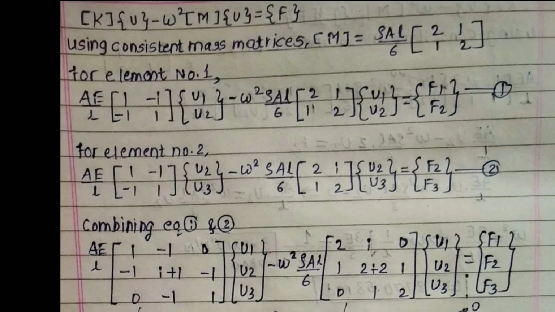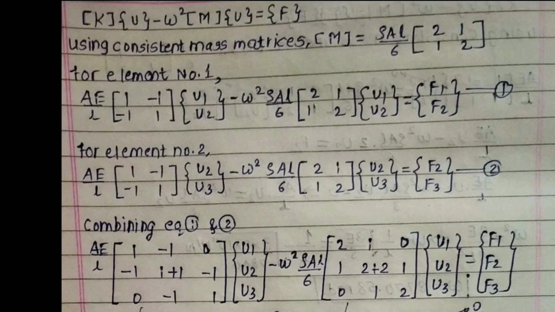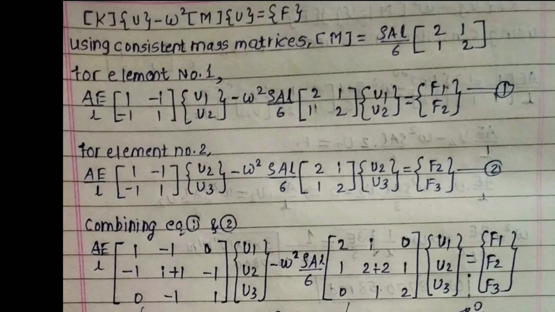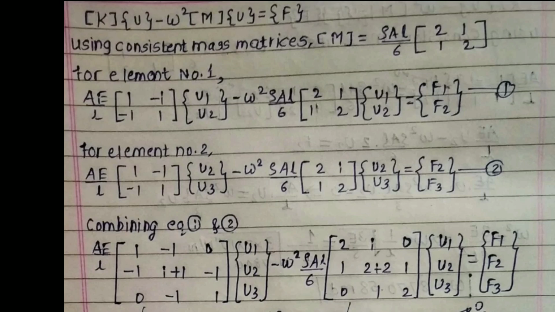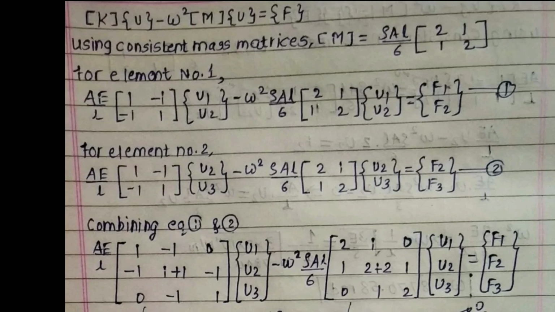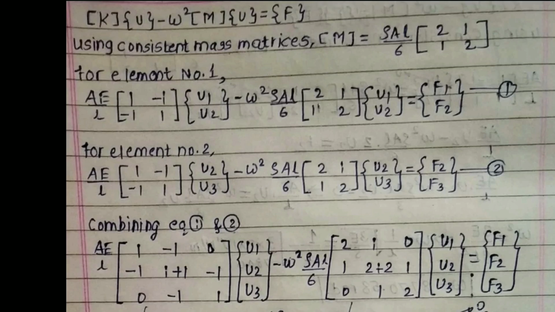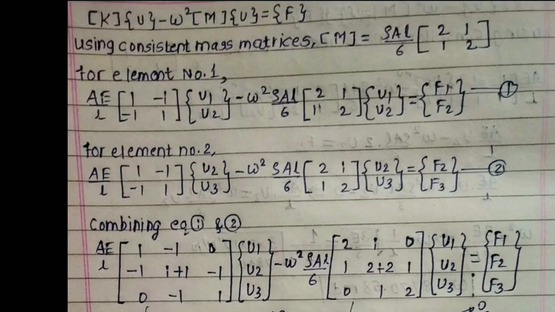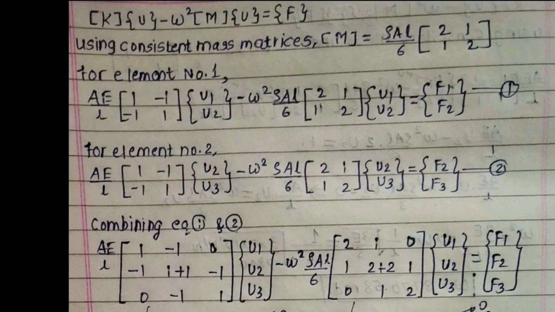The stiffness matrix K is given by AE by L into the matrix 1 minus 1 minus 1 1 into U1 U2, minus omega square into the mass matrix rho AL by 6 into 2 1 1 2 into displacement U1 U2, is equal to force F1 F2. I will call this equation number 1. Now again I will write down the same equation for element number 2.